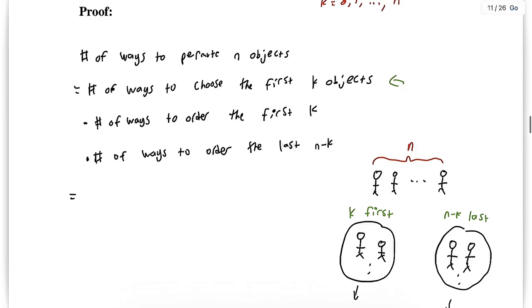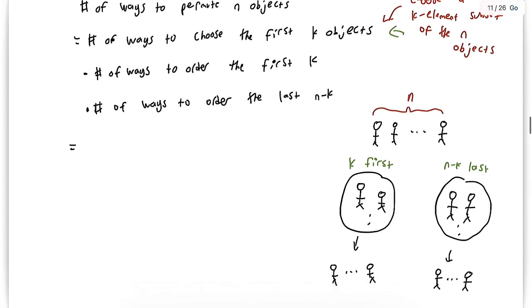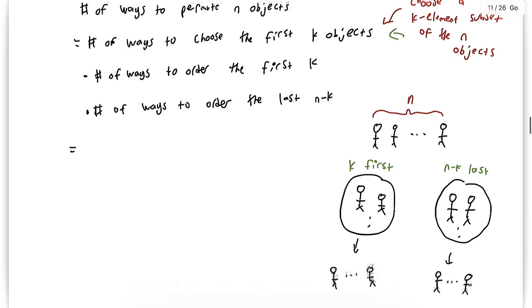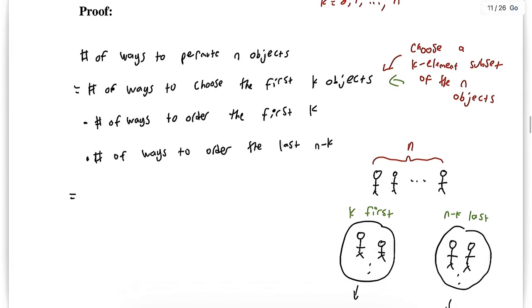But now, what are these things? What is the number of ways to choose the first k objects? Well, this is really just choosing a k element subset of the n objects. Think of it here, you're just choosing which of these k you want to go first. Choose k of them to go first. Choose a k element subset of the n objects. So what is this? This is just n choose k. This is what we've been working with.